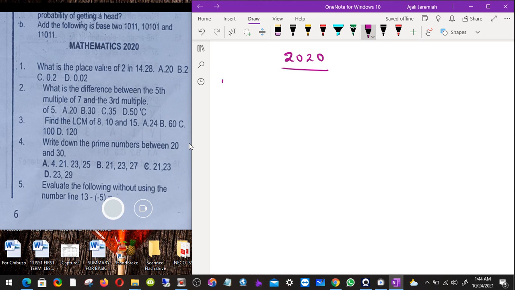The first question here is saying, what is the place value of 2 in 14.28? Okay, after the point, this place value is the tenth. The next after the point is the hundredth. Then the next, the thousandth.